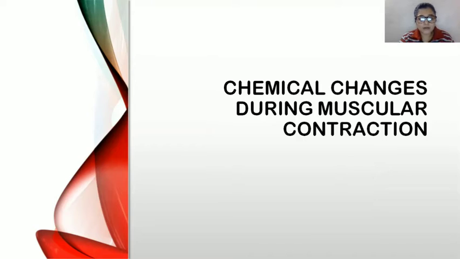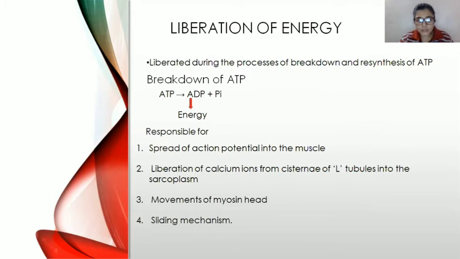Now, that was the histological changes. Now we're going to see chemical changes occurring during muscle contraction. There is liberation of energy, due to which the changes occur inside the muscles. The energy is liberated during the breakdown of ATP. The energy consumed in all the processes occurring during muscle contraction is released when the ATP molecule is broken down into ADP and inorganic phosphate.